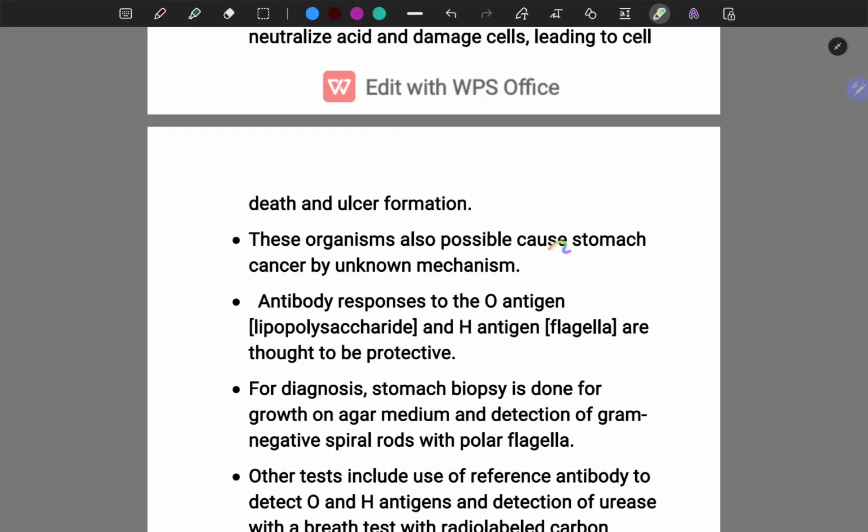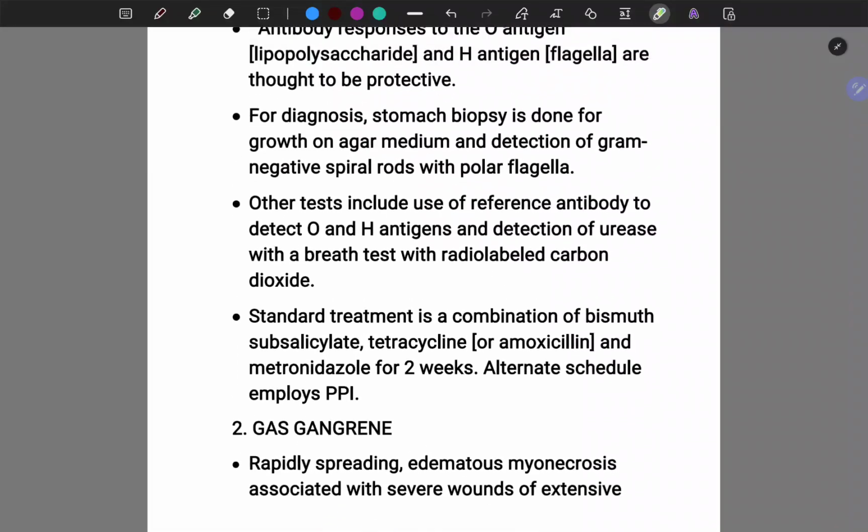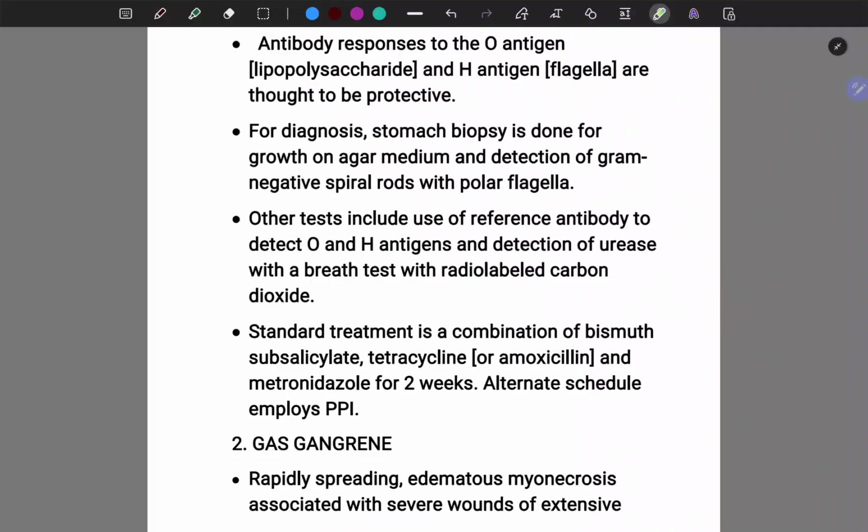These organisms also possibly cause stomach cancer. The mechanism, as we said, is CagA and VacA toxin. There are two antigens, O antigen and H antigen. And very important is the urea breath test, where we can detect radiolabeled CO2. This is important. And the treatment is amoxicillin, bismuth subsalicylate and metronidazole for 2 weeks.